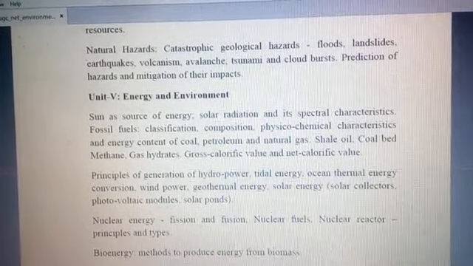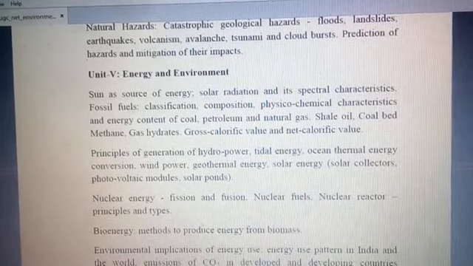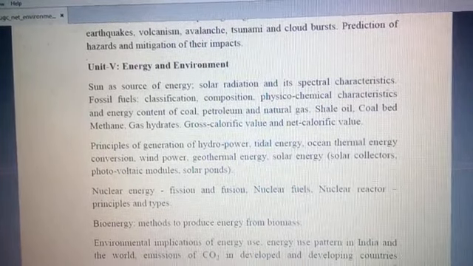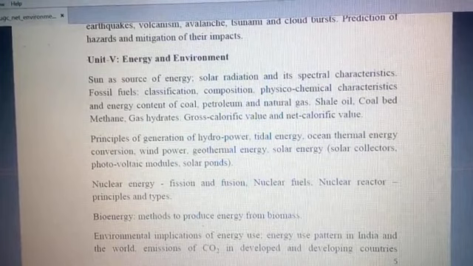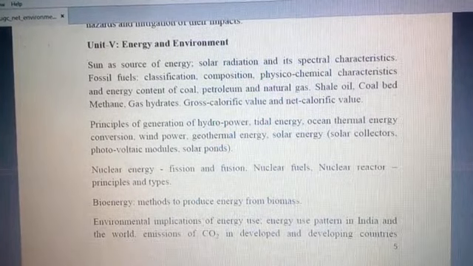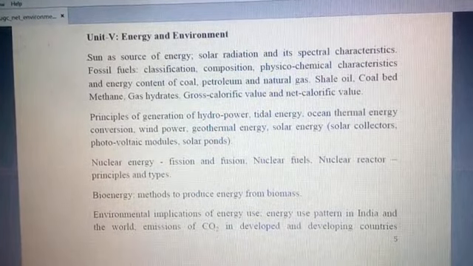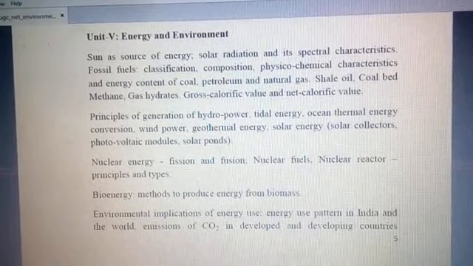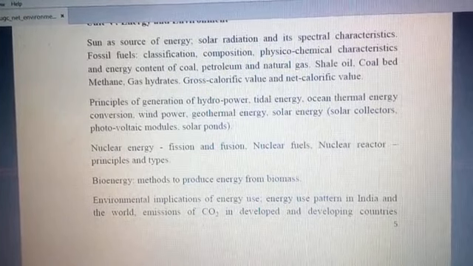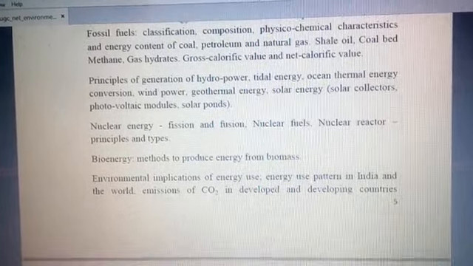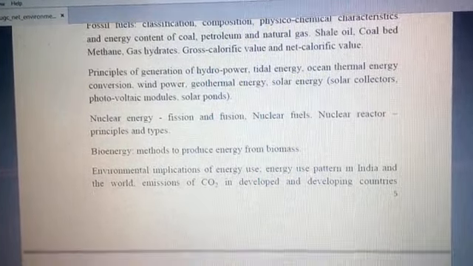Nuclear energy, fission and fusion, nuclear fuels, nuclear reactor, principles and types. The bioenergy method to produce energy from biomass. Environmental implications of energy use pattern in India and the world. Emissions of CO2 in developed and developing countries including India.